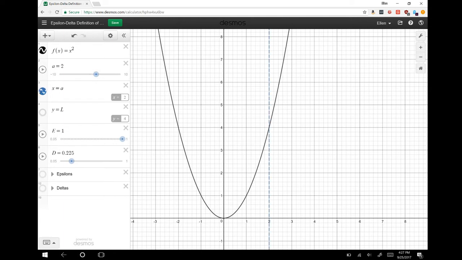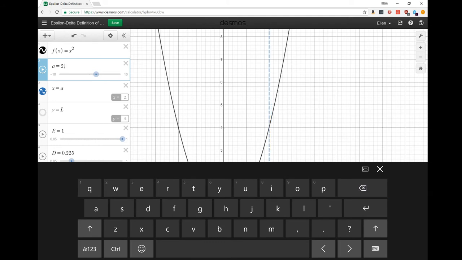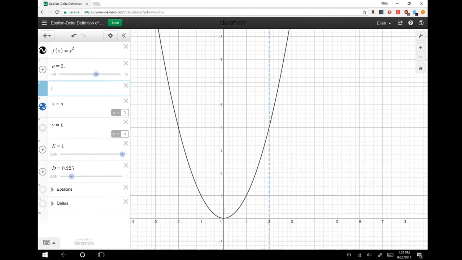Here we go. So here's my x equals a, and you can see that it's going right through 2. And so if I take my value of a and I move it around, that value is going to slide a little bit. So I'm going to put that back at 2. Can I get it exactly at 2? No, I'm going to have to type it in. I want to work exactly at 2. Okay, there we go.